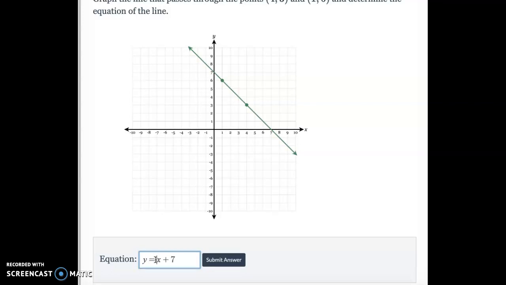So my slope actually disappears. If you really want to write a 1, you're fine, but conventionally we just leave the 1 as invisible. But is this a positive or a negative slope? It is negative because it's sloping downwards. So y equals negative x plus 7.